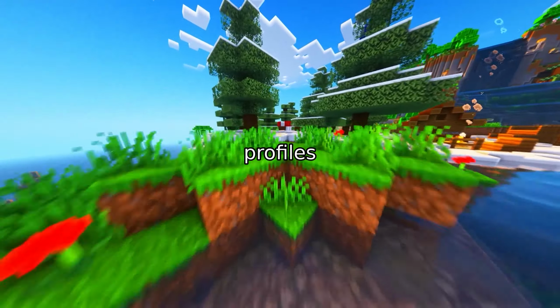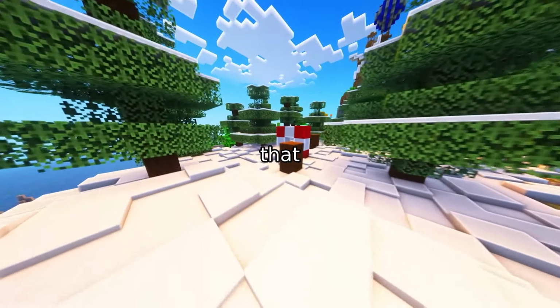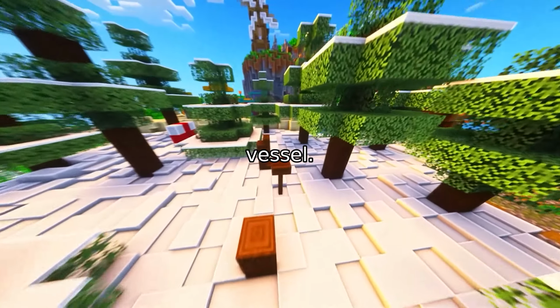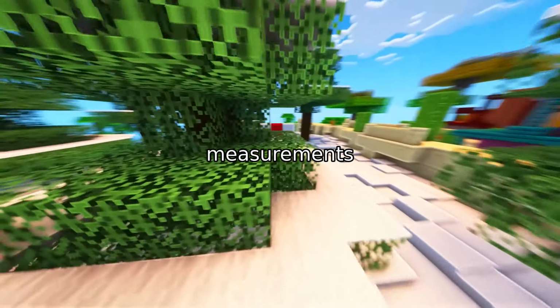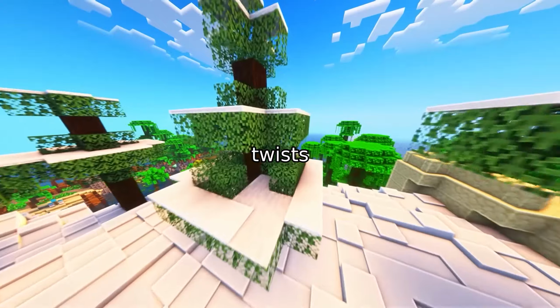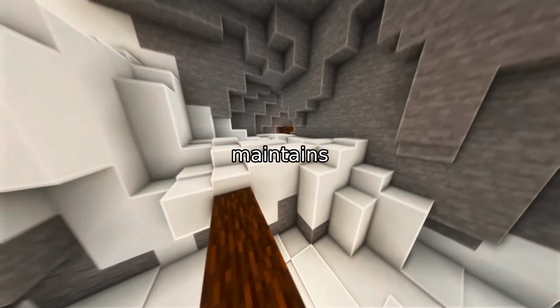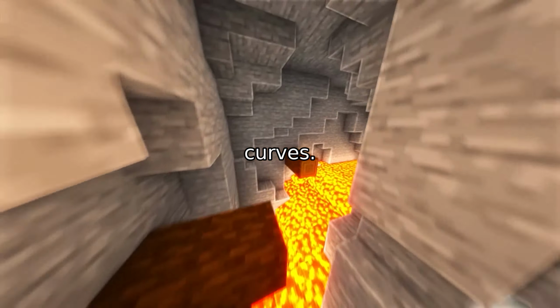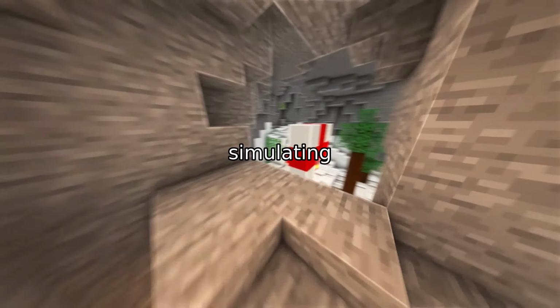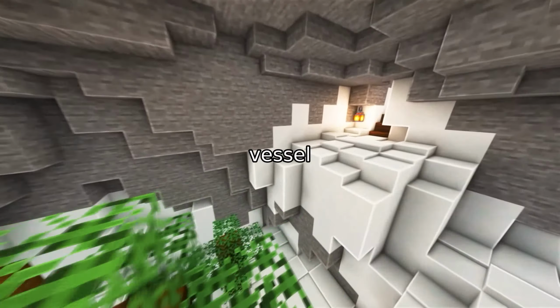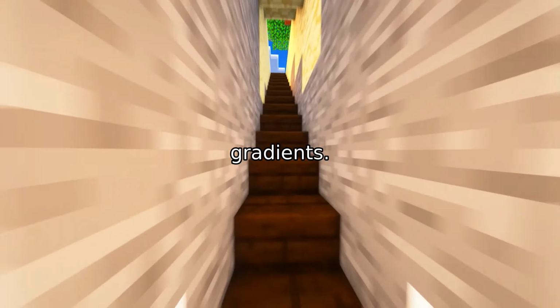To align the radial profiles properly, HUG-VAS employs an algorithm that acts like a compass at every point along the vessel. This ensures that the cross-sectional measurements remain consistent, even as the vessel twists or turns. It's akin to slicing a spiral-shaped loaf of bread. Each slice maintains the same thickness, no matter how the loaf curves. This alignment is crucial for simulating blood flow, as irregularities in vessel radius can create turbulence or affect pressure gradients.